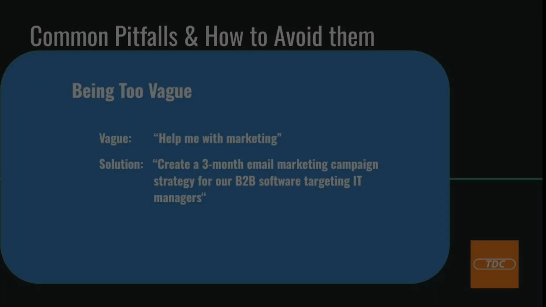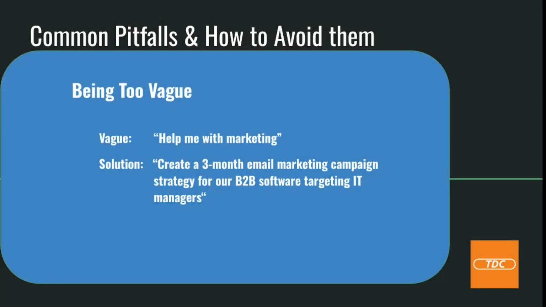What are some of the common pitfalls when you start learning and writing good prompts, and how can you avoid them? So one of the common pitfalls is being too vague. You're not providing enough detail, for example. A vague prompt here would be, help me with marketing. The solution is provide more information and set some parameters. So, create a 3-month email marketing campaign strategy for B2B software targeting IT managers.